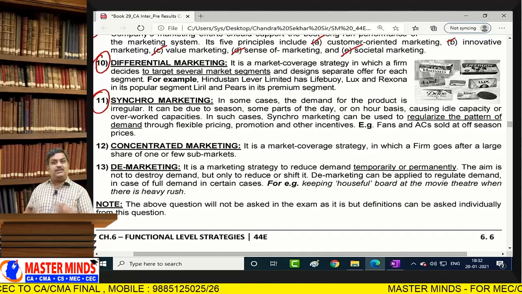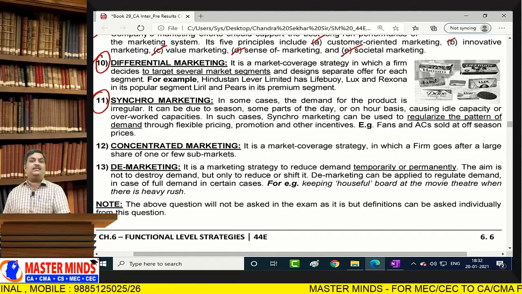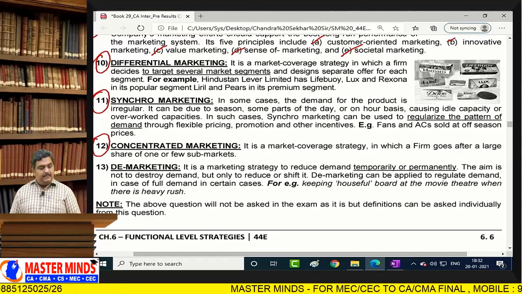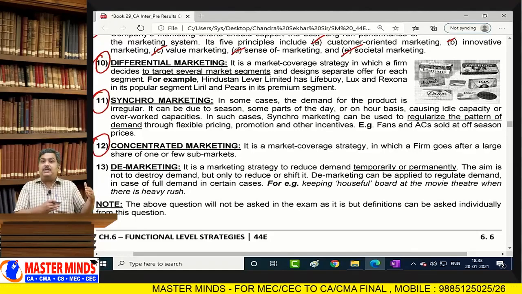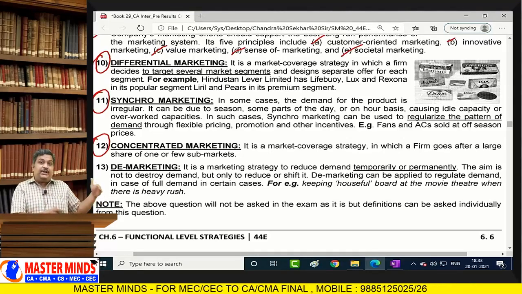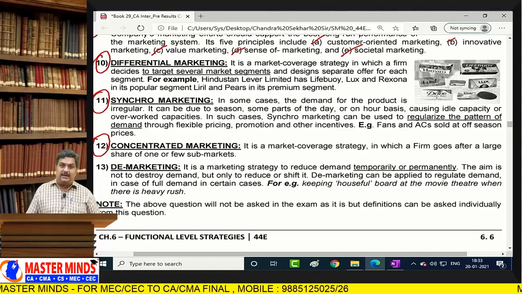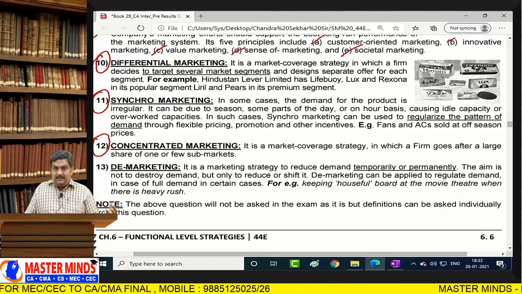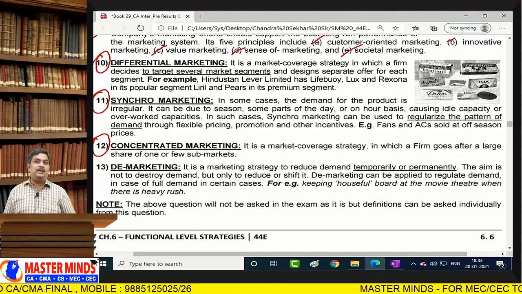For example, in some restaurants during the dull time of the day, they may reduce the prices to attract the customers. That also can happen. And concentrated marketing. Concentrated marketing means if a particular company concentrates on one particular geographical area or geographical market and they want to penetrate into the market deeper and deeper. So that is called as concentrated marketing. Concentrated marketing can be done basing on an area, basing on some people. If you particularly concentrate on that particular activity, that is called as concentrated marketing.